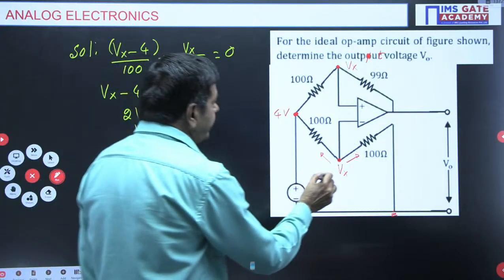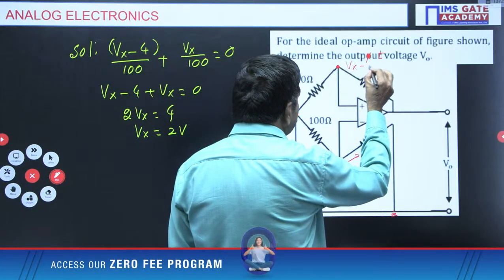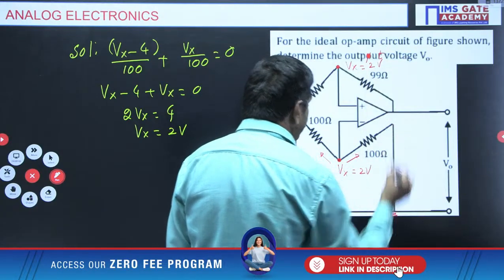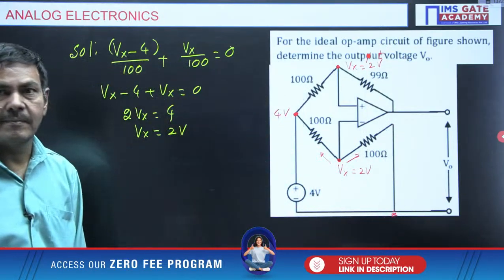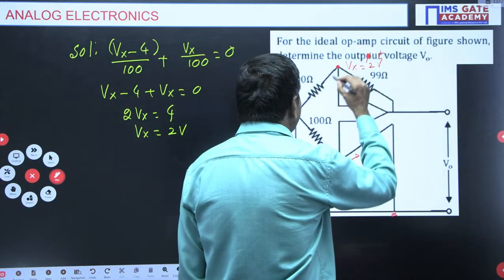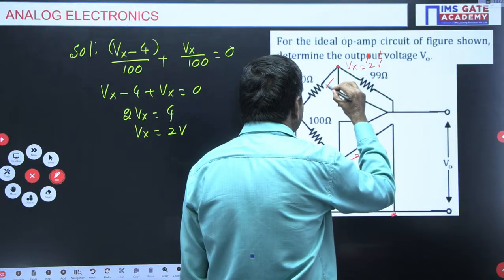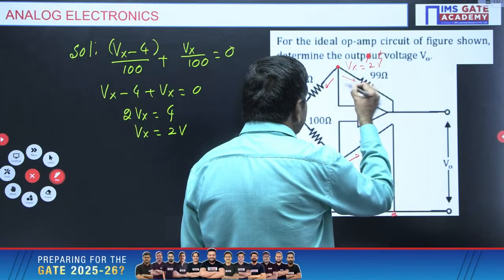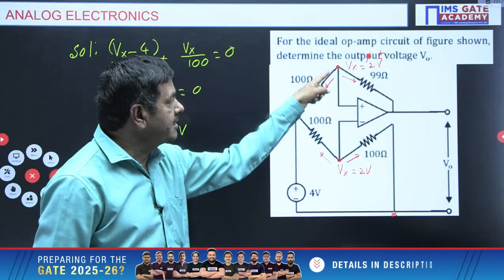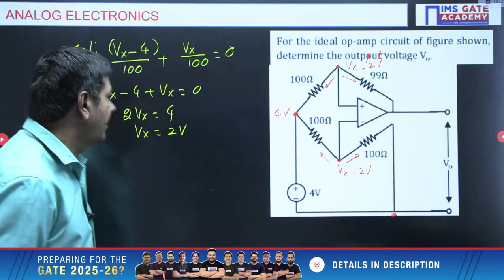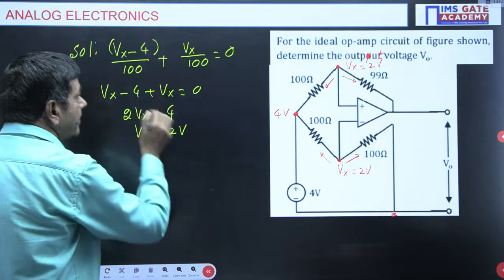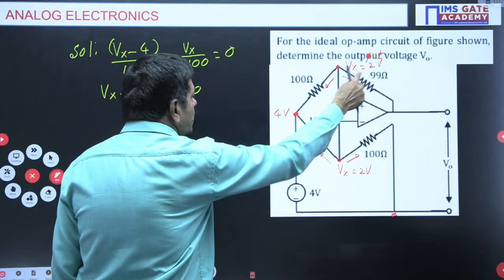So if Vx is 2 volts, even this voltage is also the same 2 volts now. To get the output voltage, I want to apply nodal again. Away from this node, this current plus this current equals 0. This side has no current, because input impedance is infinite. Apply nodal again. This current is 2 minus 4.